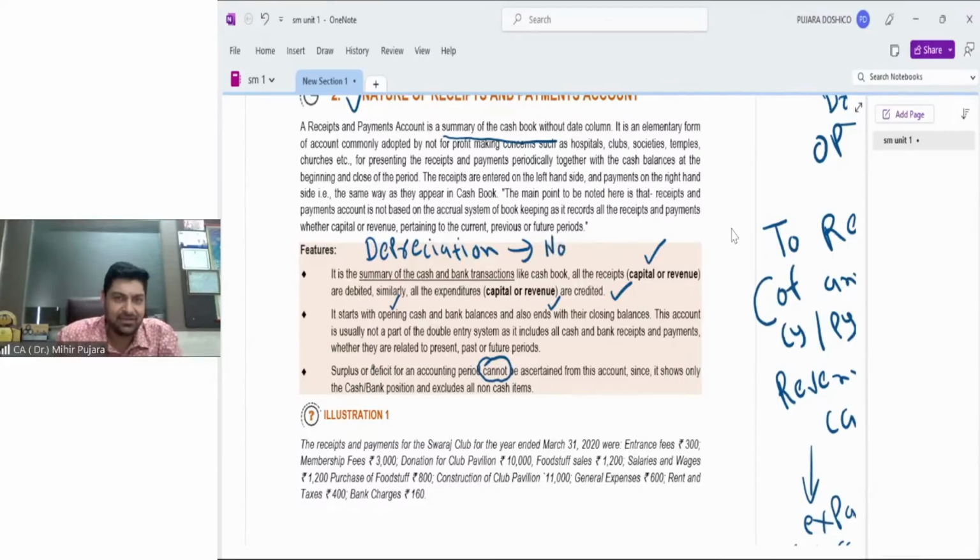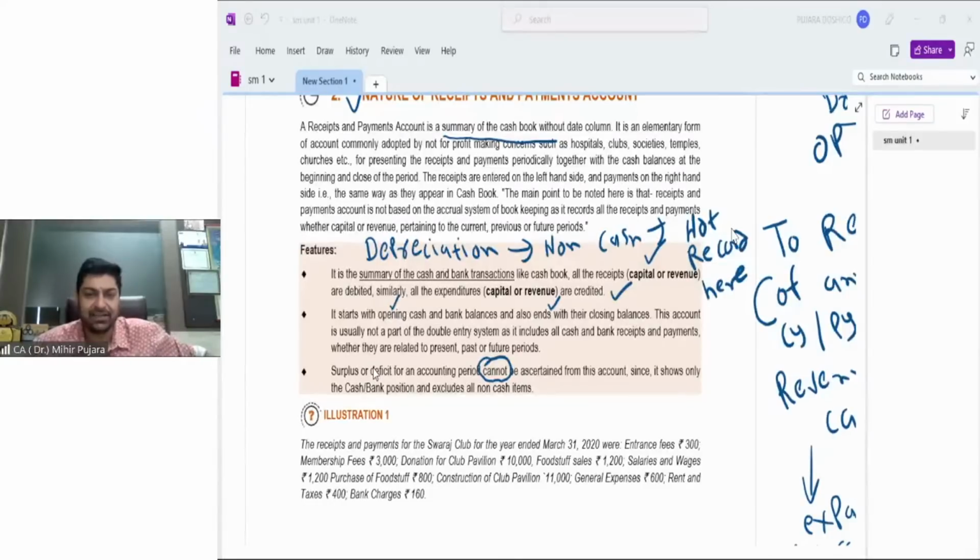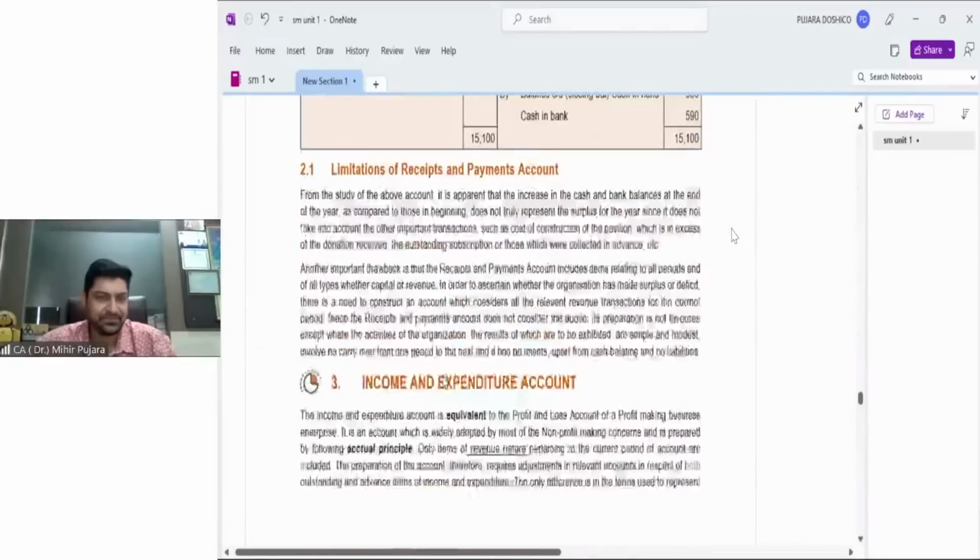Depreciation, being a non-cash item, is not recorded here. Please write very carefully. Depreciation being a non-cash item is not recorded here. Yes, guys. So receipt and payment is purely a cash book.